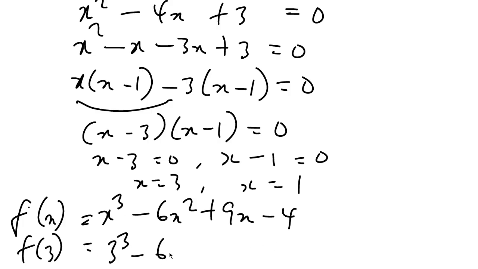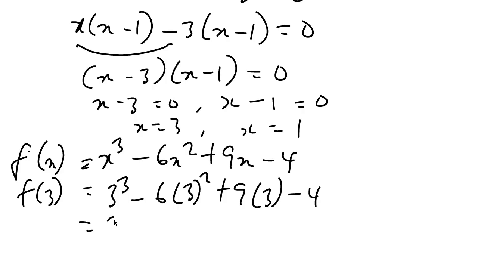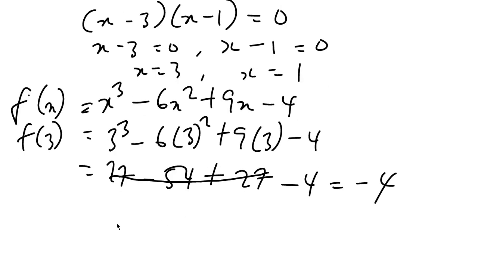You have 3 cubed minus 6 into 3 squared plus 9 into 3 minus 4. Right, so 3 cubed is 27 minus 3 squared is 9, 9 times 6 is 54, plus 27, right? And then minus 4. 27 minus 54 is minus 27. Minus 27 plus 27 is what? 0. So all of this is off. We are just left with what? Minus 4. So the first critical point that we are getting is what? 3 comma minus 4.